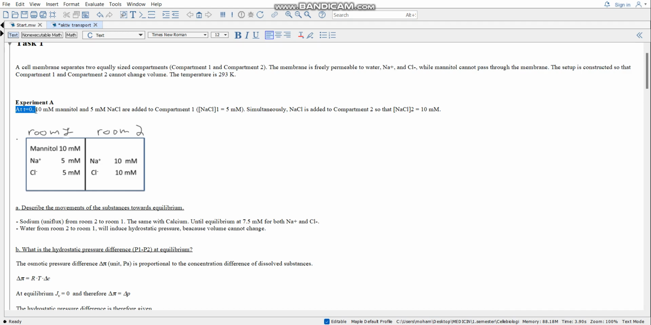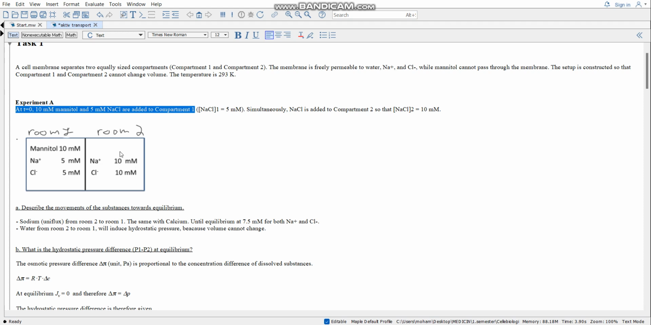At T0, so at time 0, 10 millimoles of mannitol and 5 millimoles of sodium chloride are added to compartment 1. Simultaneously, sodium chloride is added to compartment 2, so the sodium chloride concentration here is 10 millimoles, right? So 10 millimoles sodium and chloride, together giving you 10 millimoles of sodium chloride concentration. So let's describe the movements of the substances towards equilibrium.